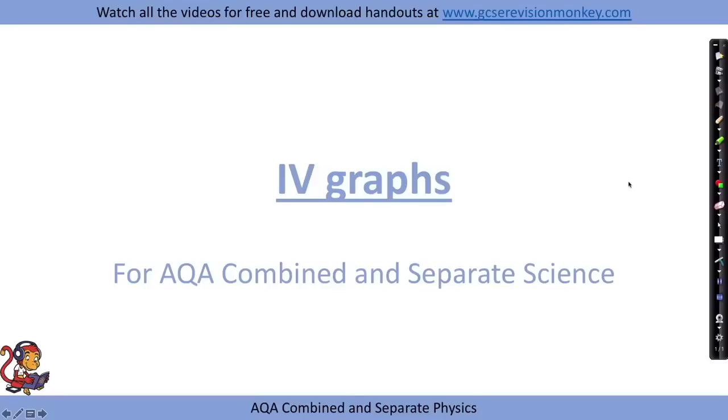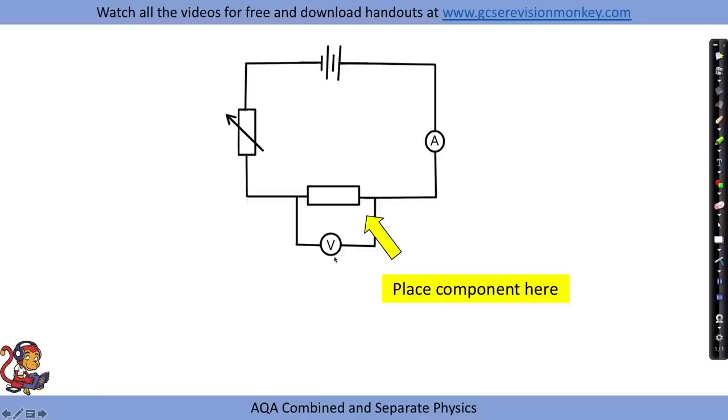IV graphs required practical. You may well have heard of these called IV graphs or current potential difference graphs, with the I standing for current and the V for potential difference. So with these graphs, the circuit that we need to build is all the same. And what we'll be changing is this component here. At the moment, we've got a resistor in the circuit, and we need to be able to change this for a diode and then a filament lamp.